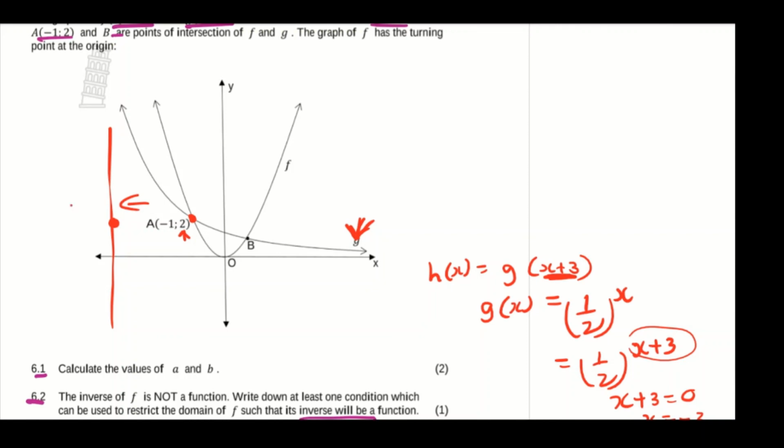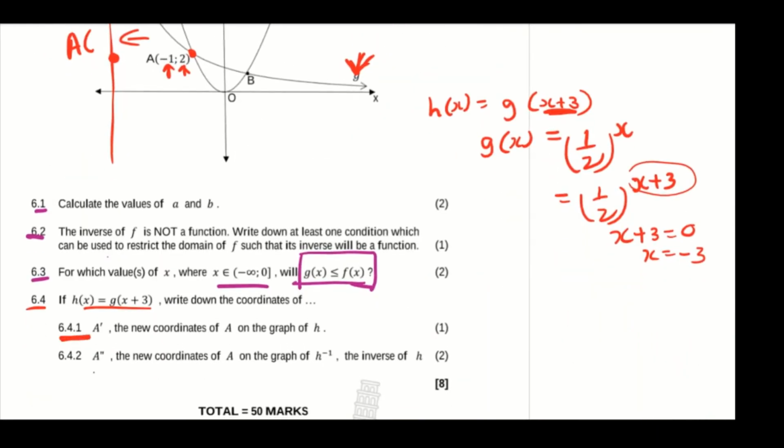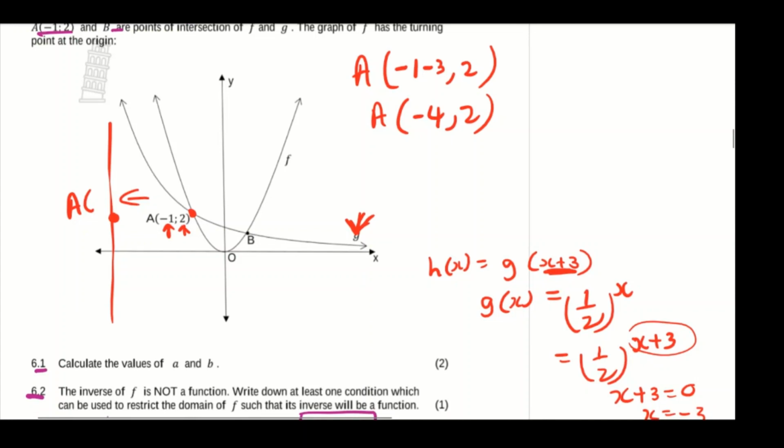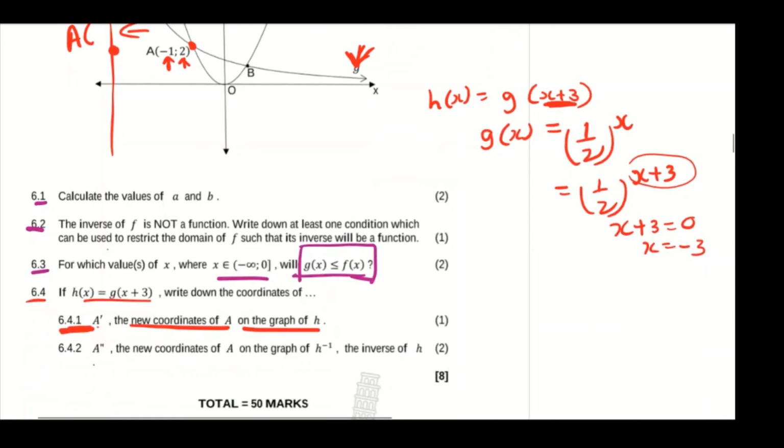Maybe our value of a is going to be here. So if you say 3 units to the left, it's going to affect this negative 1. So we're going to say minus 1 minus 3 and 2. This is going to be the new value of a, which is minus 4 and 2, right? Which is what this question actually looks for. It says we must find this value of a, which is the new coordinates for the graph of h. So we just answered the question, right? So this is the value of a, which is minus 4 and 2, because there's a horizontal shift of x equals to minus 3.